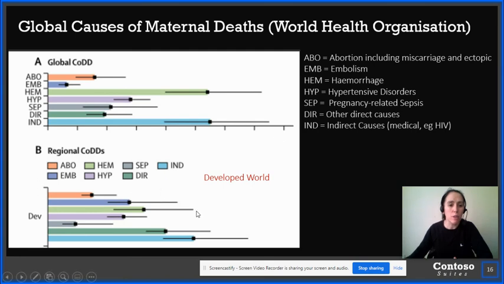But if we have a look in the developed world, you can see here with the guide what people are dying from. So mostly are indirect causes. So that would be like medical causes. But you might want to look up some of these things here. So, for example, let's look at my favorite, the pulmonary embolism. Pulmonary embolism is this color. So you're still getting quite a lot of deaths in relation to the other factors here.